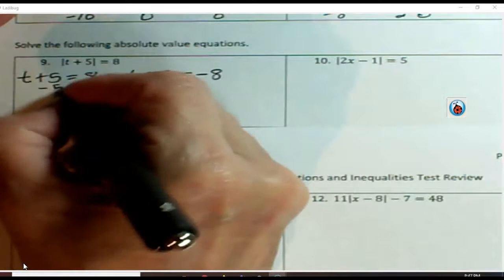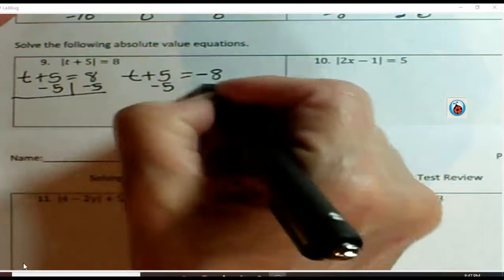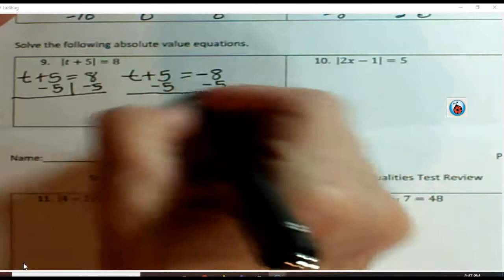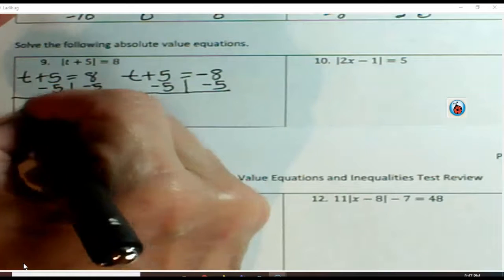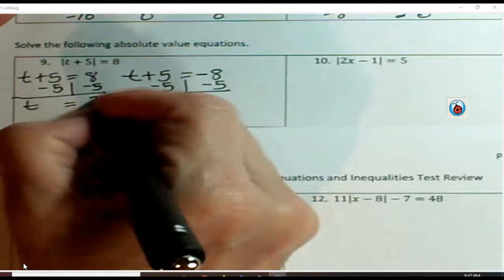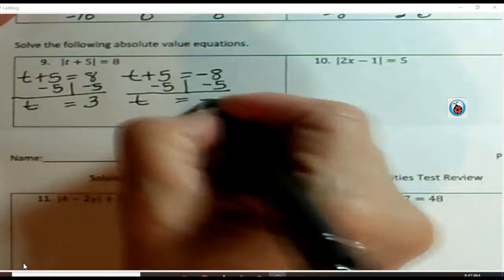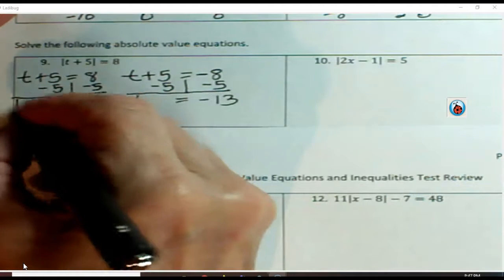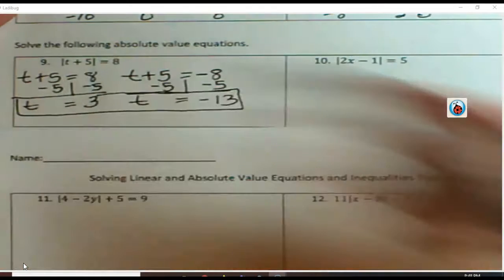So subtract 5 from both sides here. If you want to, you can do the same step here, or you can work them as individual, but this step will be exactly the same on both equations. Then you get t equals 3, and t equals a negative 13.